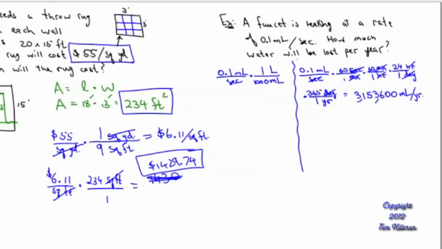So I'm going to come back over to this side. Instead of 0.1 milliliter, I'm going to replace that with that number, 3,153,600. That's nicer to divide by 1,000. It's actually easy to divide by 1,000. All I have to do is move the decimal 3 times. I don't need a calculator for that. So the answer here is going to be 3,153.6 liters per year.